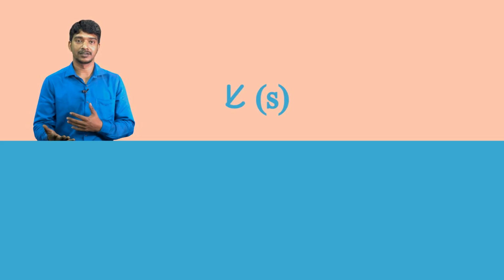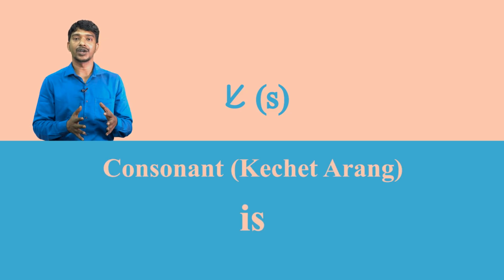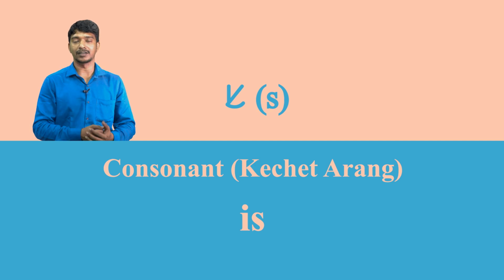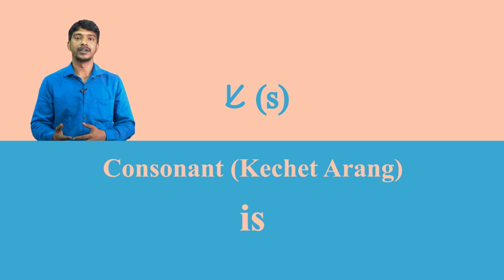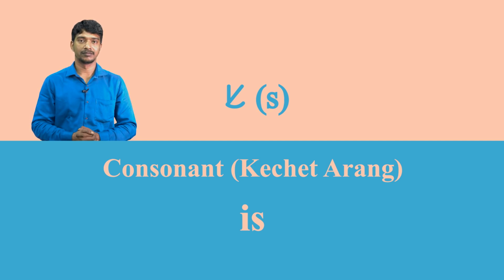The second letter of the set is is. This letter is pronounced is in Santali. It is a consonant. In Santali, it is called Keche Arang. Is is framed as the picture of a standing plough with its wooden rod.